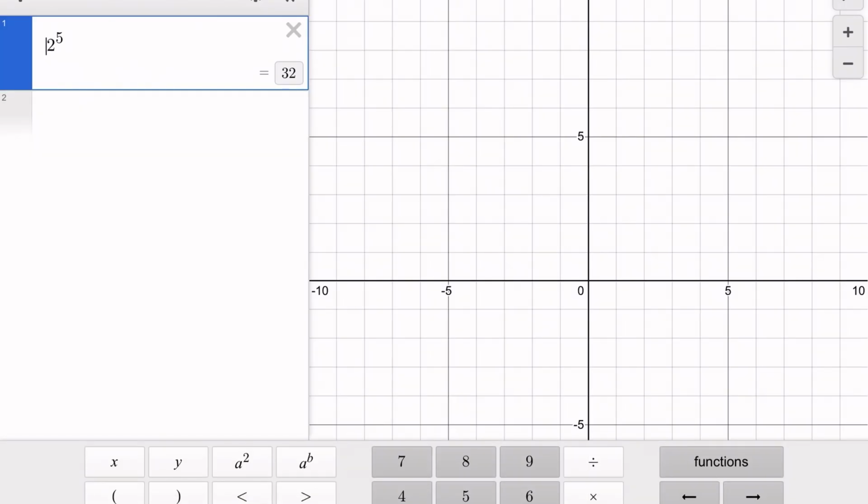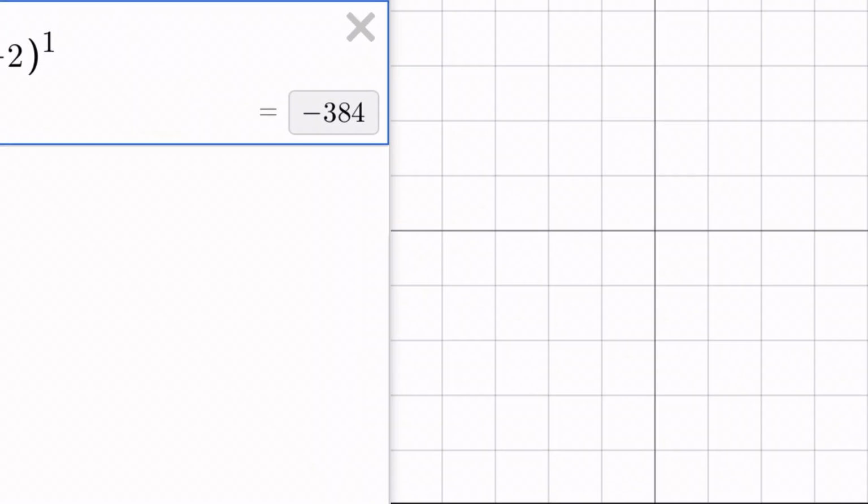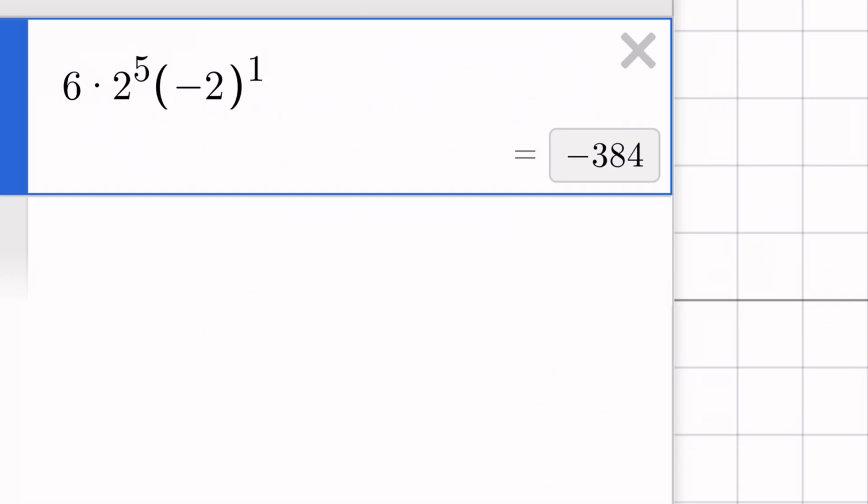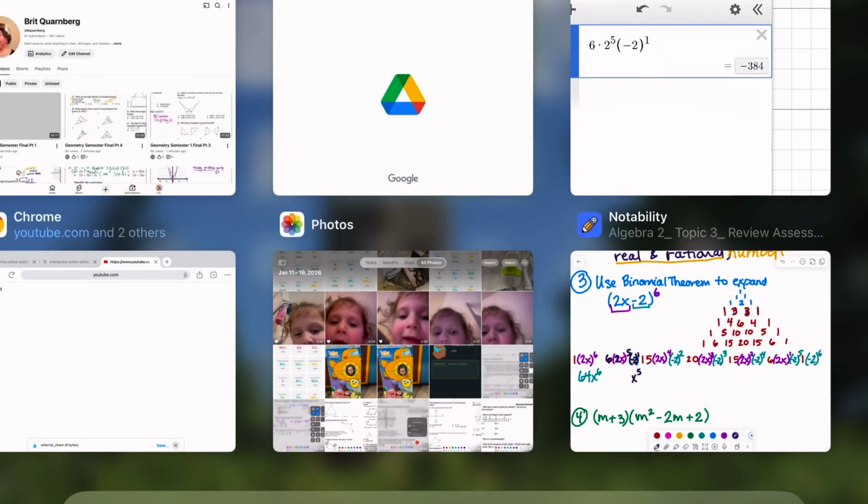So 6 times 2 to the 5th times, parentheses, negative 2. And I can do 2 to the power of 1. And then next time I can just go and change that. So I get negative, if you can see that, negative 384.